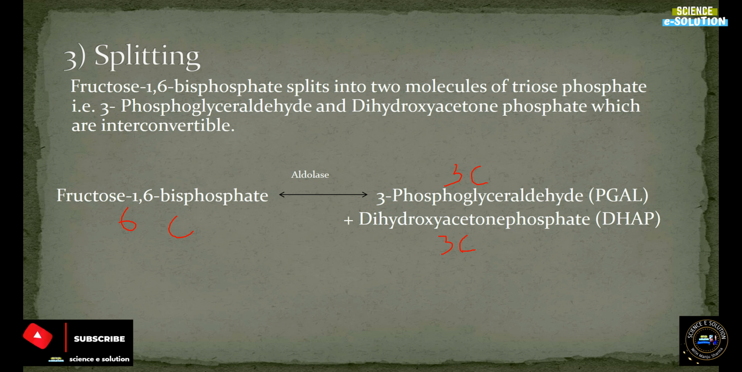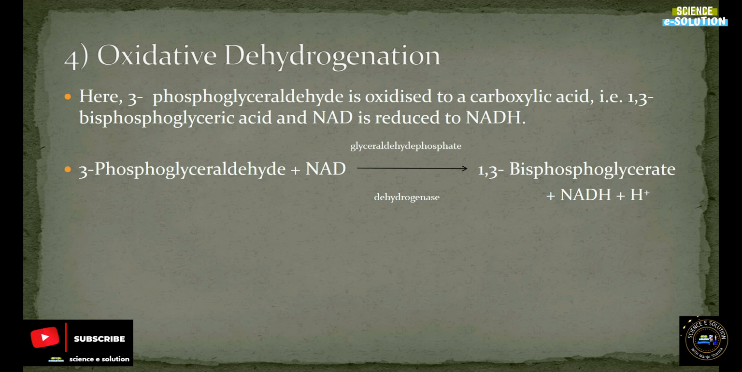So this is a very important step, that is splitting, in which a 6-carbon molecule, fructose 1,6-bisphosphate, with the help of the enzyme aldolase converts into 2 3-carbon molecules. One is phosphoglyceraldehyde and the other one is dihydroxyacetone phosphate. Both of these are interconvertible. That means phosphoglyceraldehyde can be converted into dihydroxyacetone phosphate, and dihydroxyacetone phosphate can be converted into phosphoglyceraldehyde. Actually, dihydroxyacetone phosphate only converts into phosphoglyceraldehyde and enters into the second phase of glycolysis.